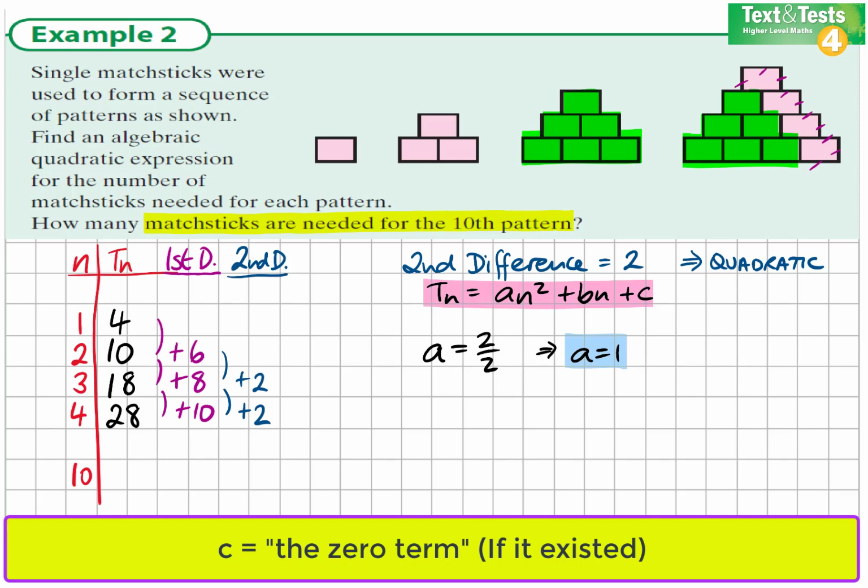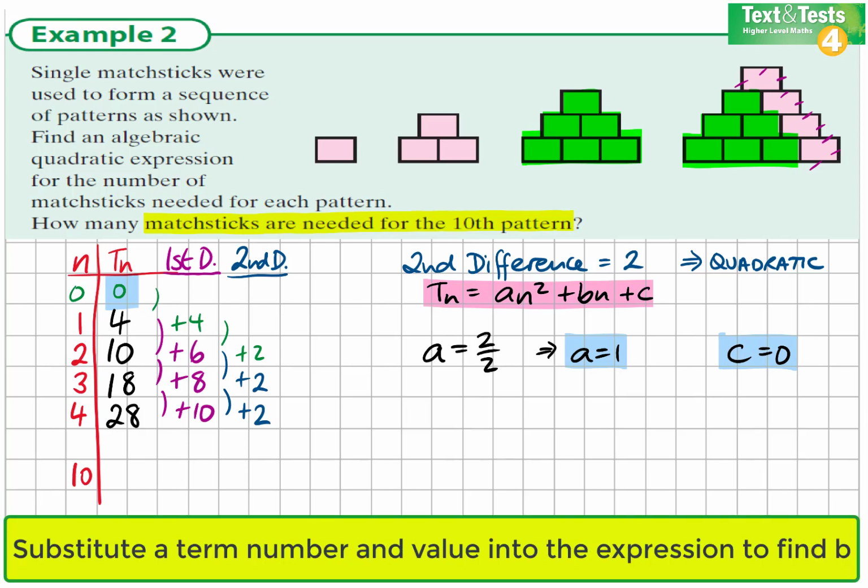The next thing I'd like to do is work out the value of the 0 term if it existed. So we do some counting backwards. What would I add to 2 to get 6? That would be 4. And then if I add 4 to something, I get 4, so that would be 0. So I could see by working backwards, the 0 term, even though it doesn't exist, but if it did exist, it would be 0. That would be the value of the expression if n equals 0. So c is equal to 0.